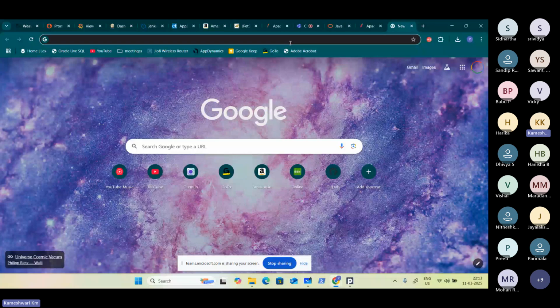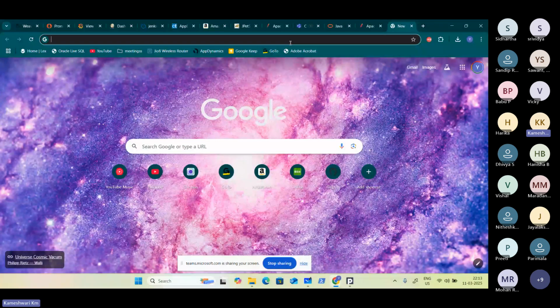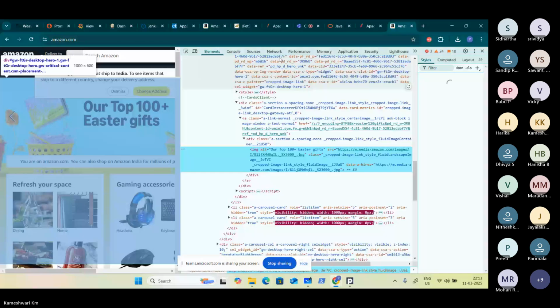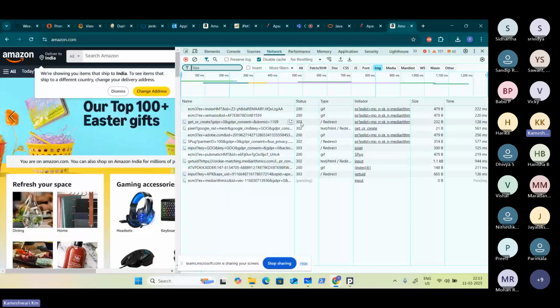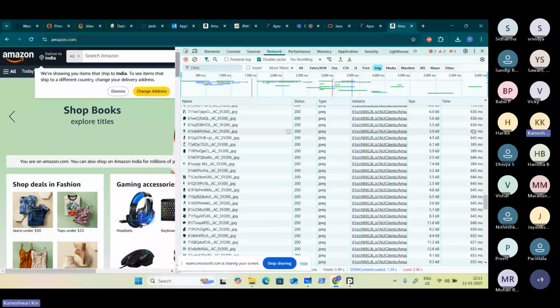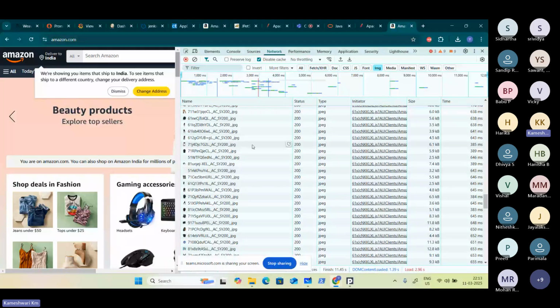Let me go to Amazon. So if I just do inspect, network, and I'm just reloading it. See, every request has a time. Able to see? Every request is taking some time to load. And all these requests are actually your static content resources.